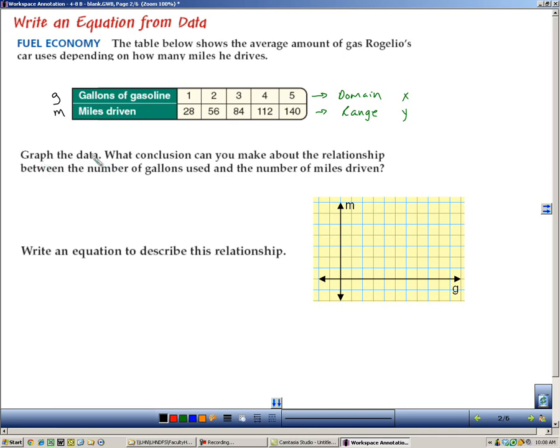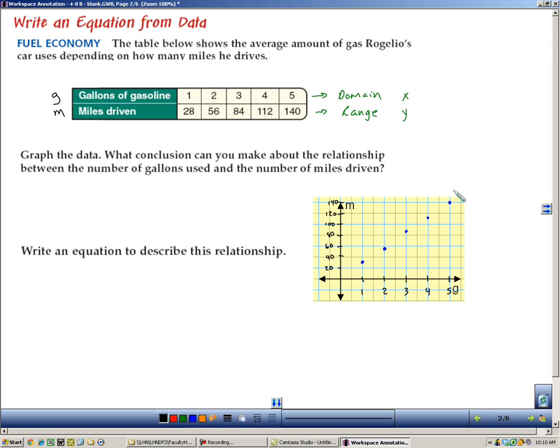We're going to graph the data and then try to find a conclusion. So if we graph the data, we're going to treat the gallons as X's and the miles as Y's, and we're going to put those dots on this graph here. Because of the space here, I have 5 points, so I'm going to skip every other one because it'll make my graph look nice. So I'm going to label these 1, 2, 3, 4, and 5 for the gallons. And then for the miles, 140 is my biggest, so I'm going to make each one of these worth 20. And now I'm going to graph the 5 points.